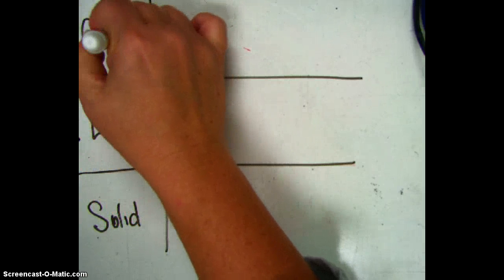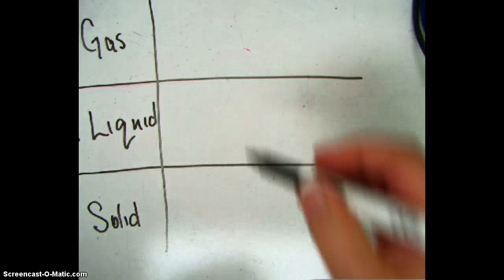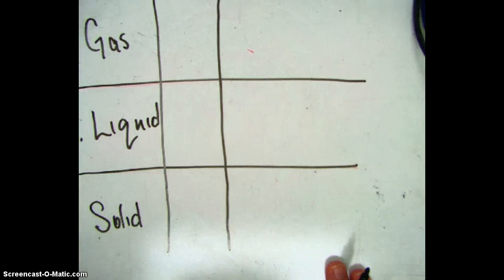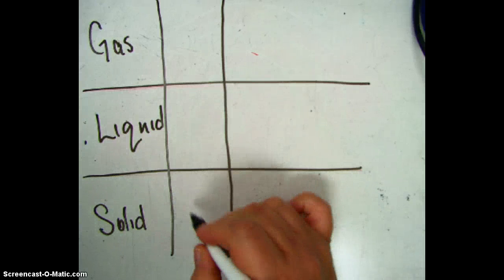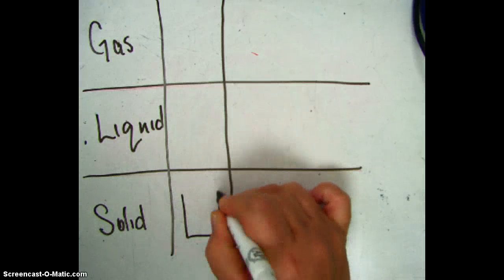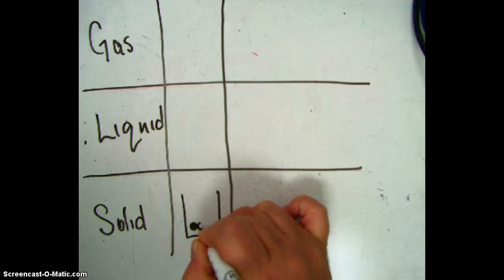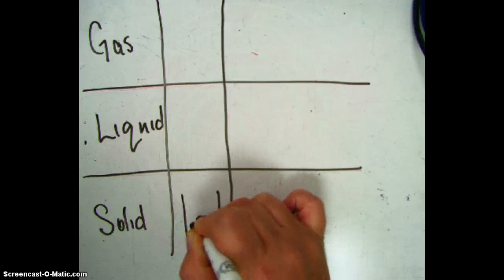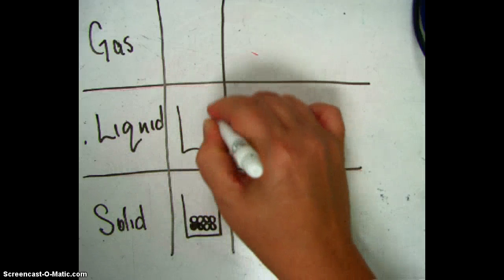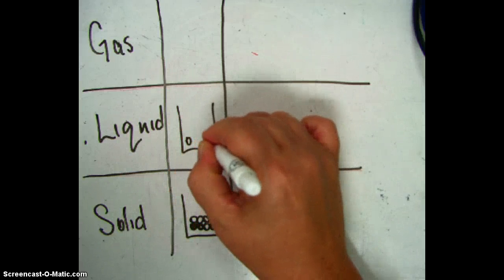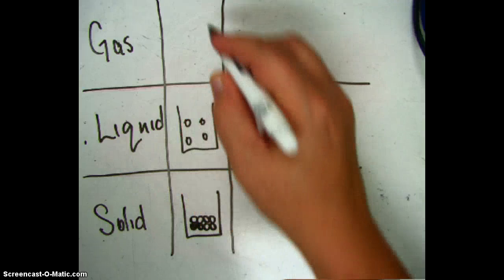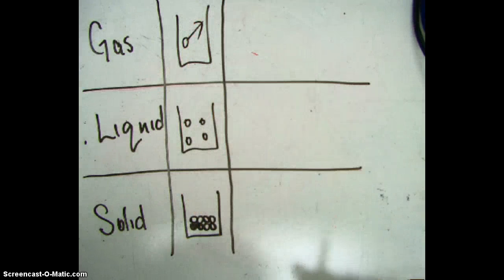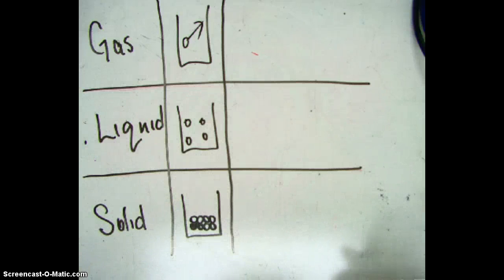So what we need to remember is that when we go from a solid to a liquid to a gas, the particles or molecules of the water change. The particles are tightly packed in a solid. In a liquid, they're a little bit more loosely packed, and in a gas, they're very scattered, so much so that we don't even see them.